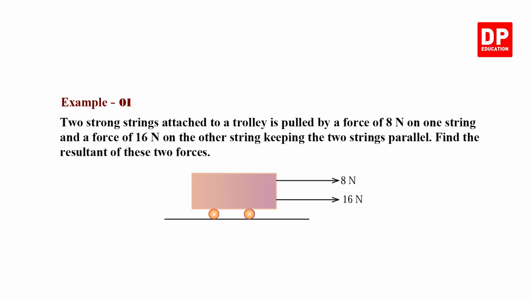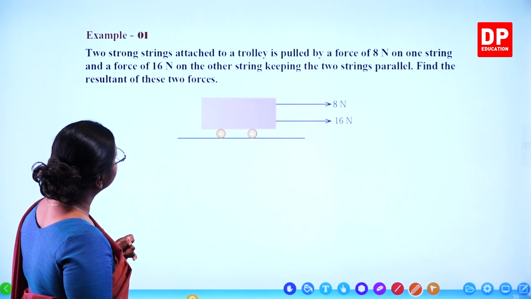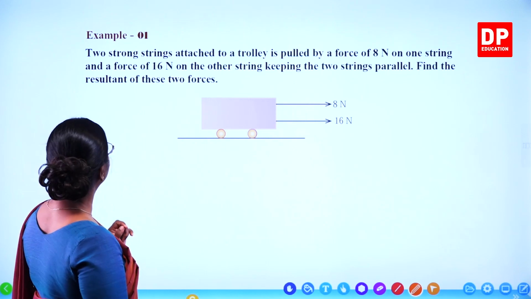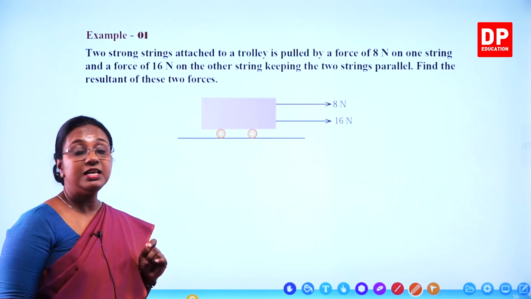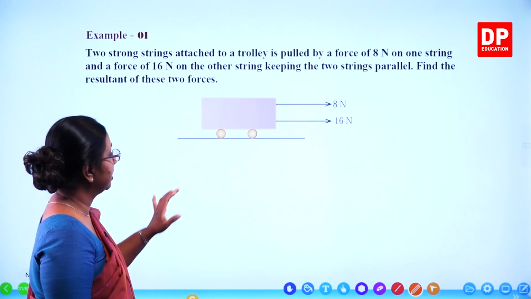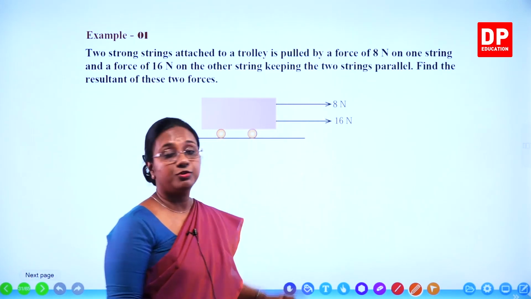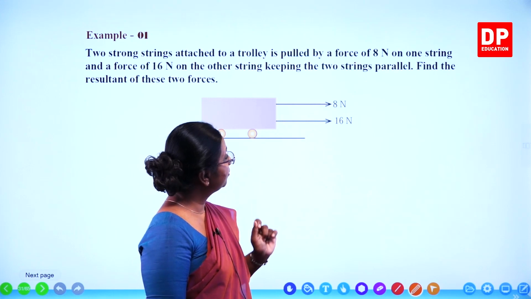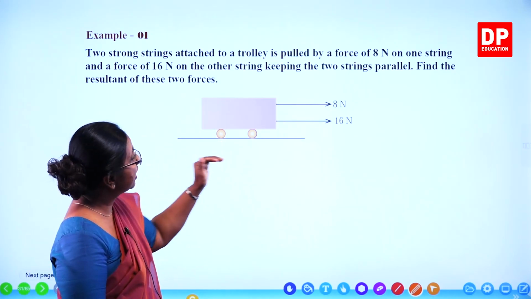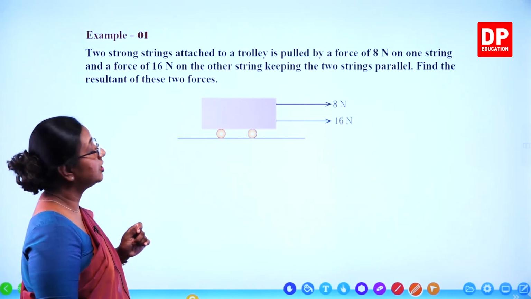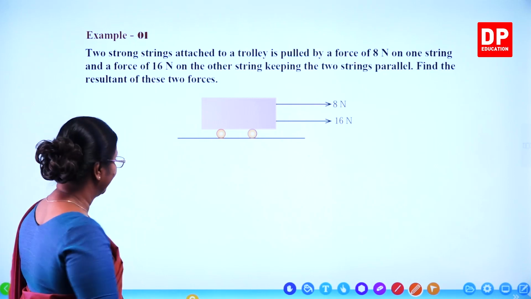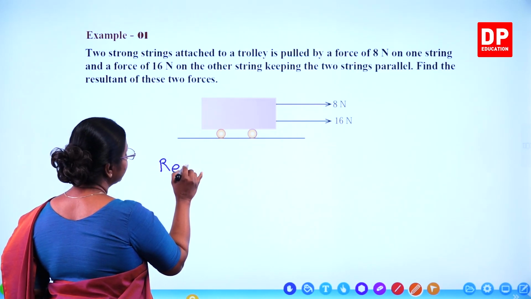Example 1. Two strong strings attached to a trolley are pulled by a force of 8 Newton on one string and a force of 16 Newton on the other string, keeping the two strings parallel. So, here the two strings have to be parallel. One is pulled with 8 Newton force, the other one with 16 Newton force. So, same direction. Find the resultant of these two forces. So, I am sure you can find the value. What is the resultant of forces?